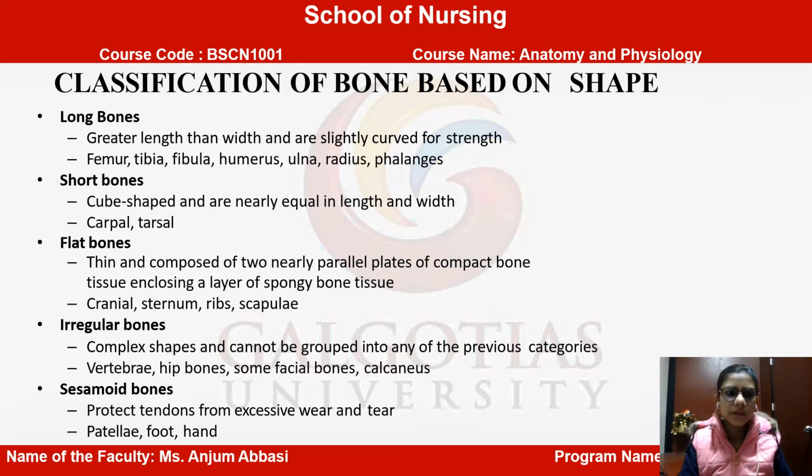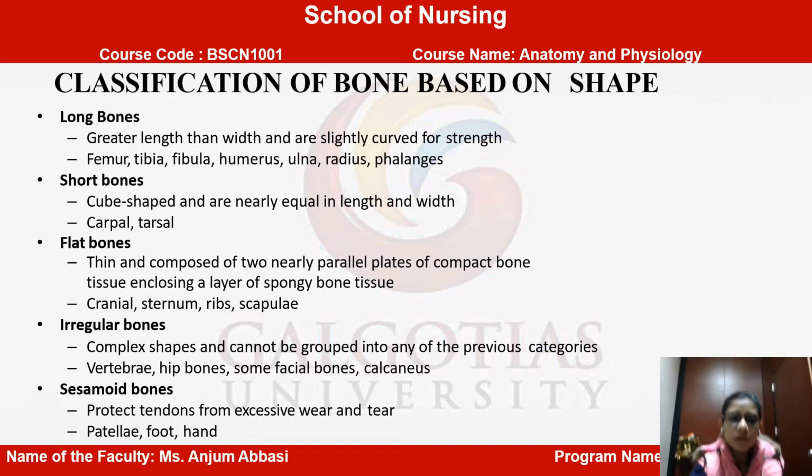So in this slide, you can see classification of bone based on their shape. First one is long bone. Long bones are the kind of bone which have greater length as compared to their width, and they are slightly curved in between for providing them strength so that they can bear weight easily. Examples of long bones are femur, tibia, fibula, humerus, ulna, radius, and phalanges bone.